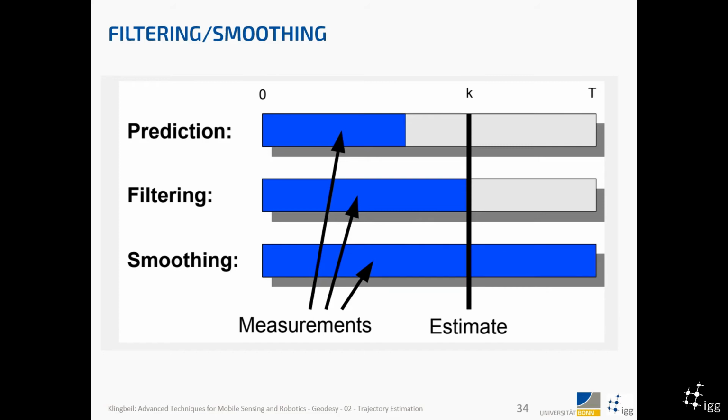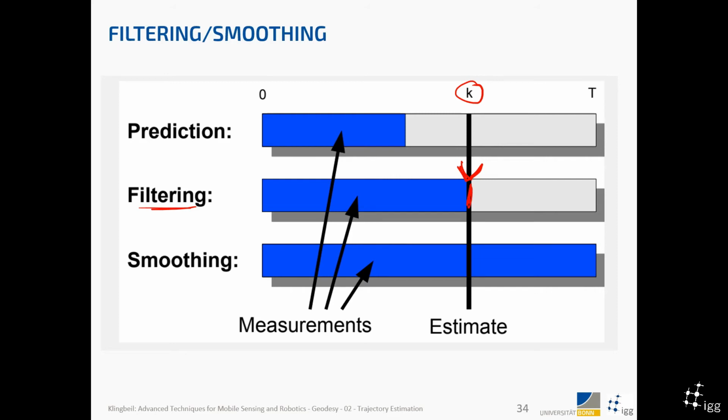So we have some time of measurements and a time where we want to estimate our trajectory. And what we've done so far, what we do for example with Kalman filtering, is what we see here in the middle. So these are all the measurements. We use all the measurements up to the time k to estimate the trajectory at that time. So all measurements that we've seen so far up to the time tk are used to estimate the position and orientation at that time.